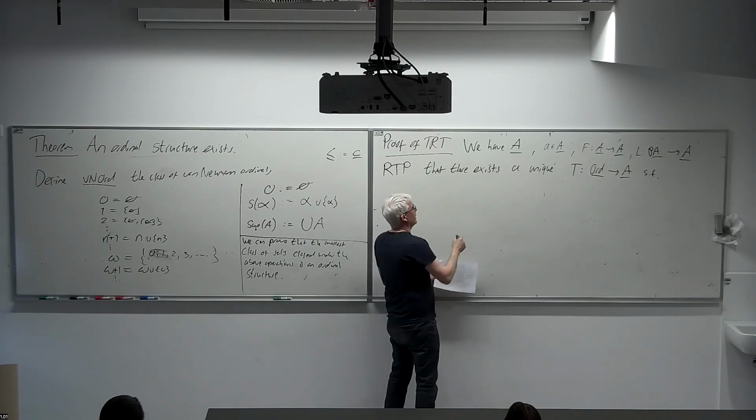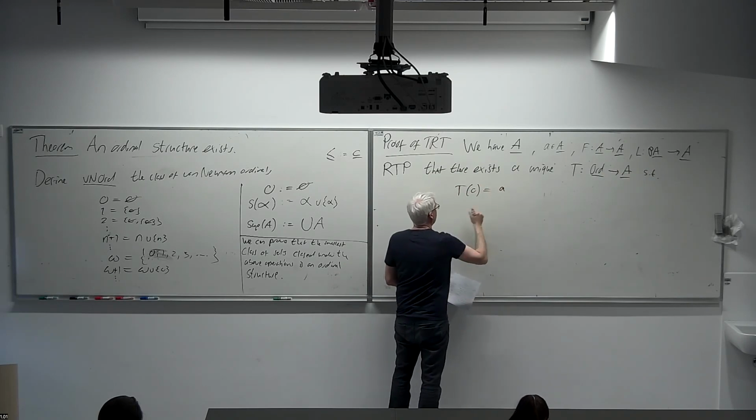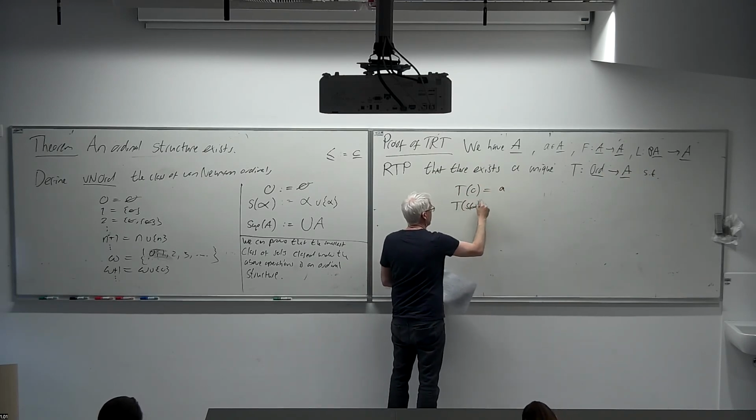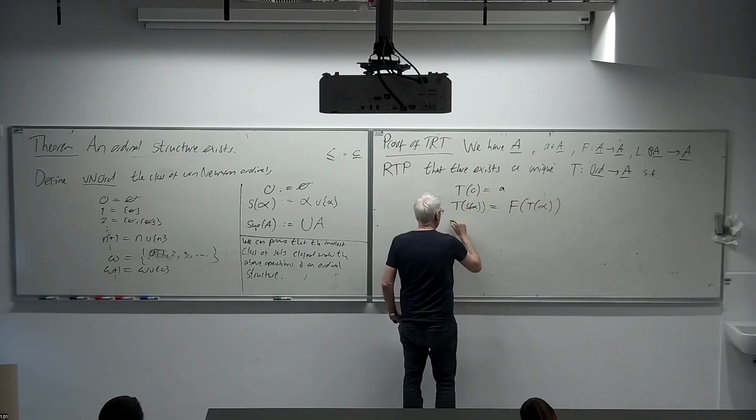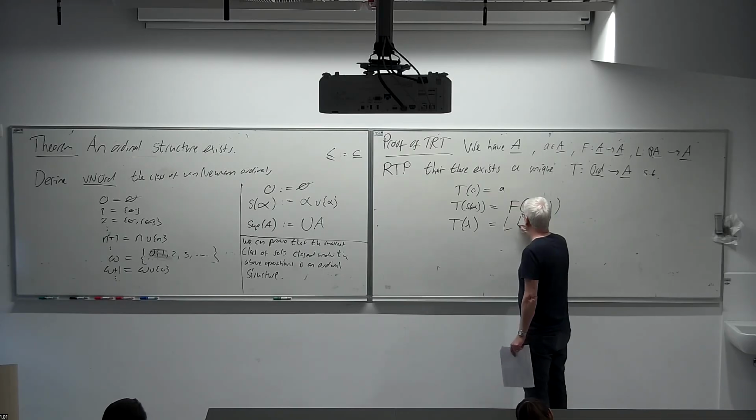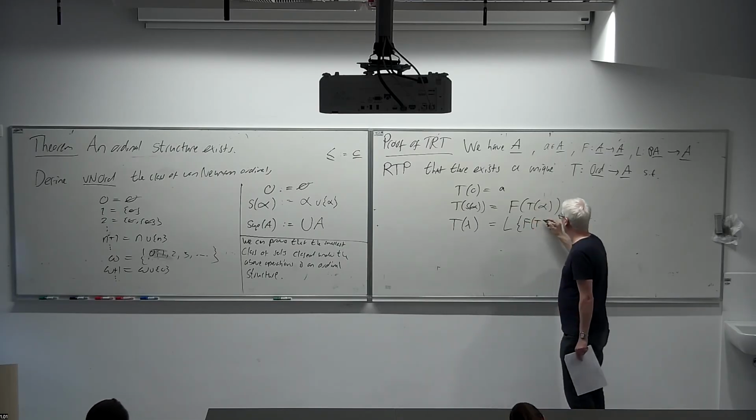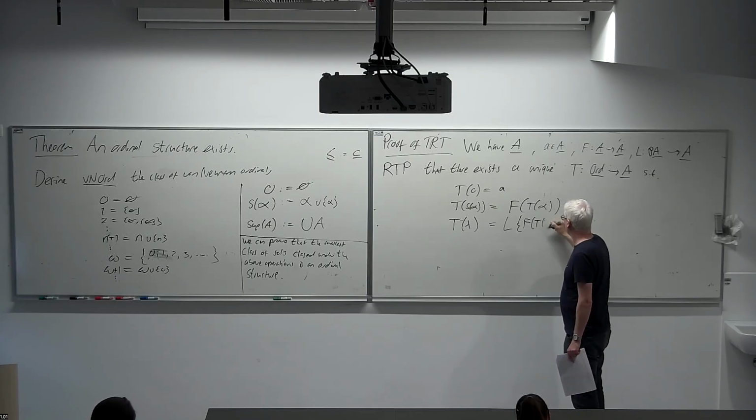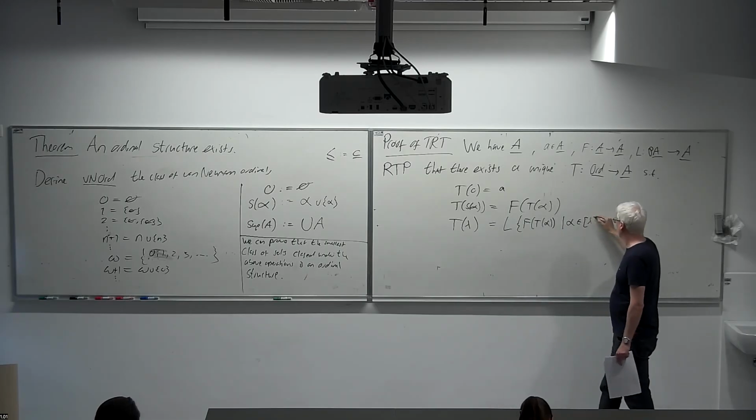so we didn't actually have the unparameterized one correctly stated. T of 0 is A, T of the successor of alpha is F of T of alpha, and T of a limit ordinal lambda strictly greater than 0 is L applied to the set of all F of T of alpha for alpha in this strict down set of lambda.